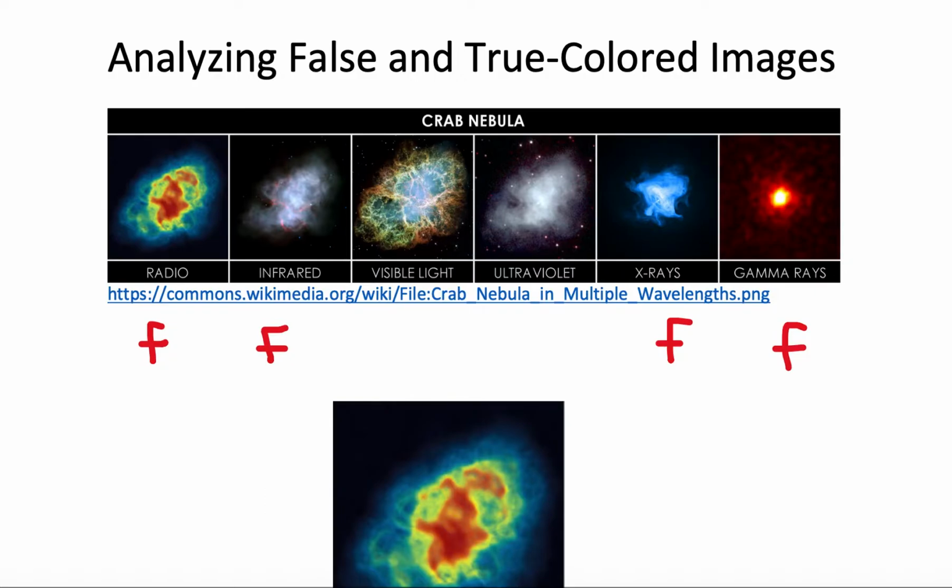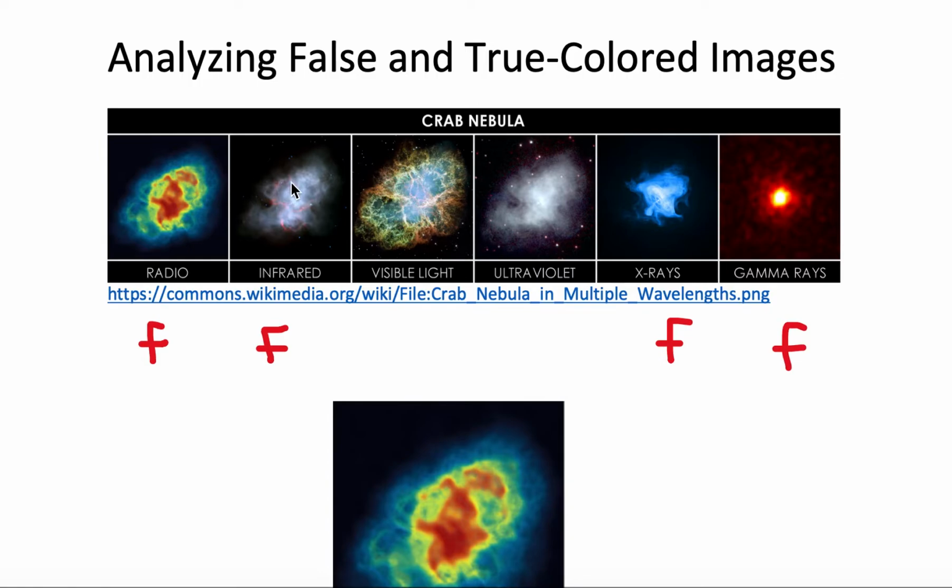In this video, we're going to analyze false and true colored images. Here we're going to use the Crab Nebula as our example. And we have 6 different images of the Crab Nebula based on 6 different wavelength bands. We have the radio band on the left, the infrared band next, the visual wavelength band next, then the ultraviolet band next, finally the X-ray band, and last would be the gamma ray band.